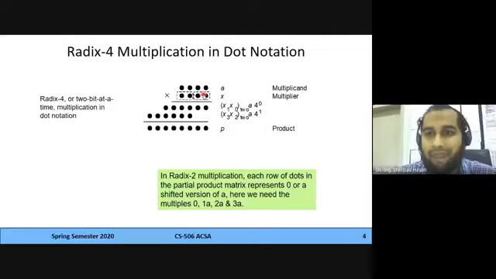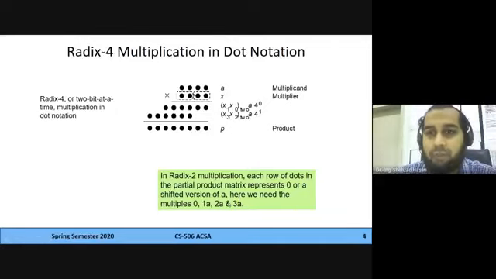To compute 3a, you cannot do it directly. When you're talking about base 4, it's faster than base 2, but the problem is that you have many more multiples than base 2. Here you have 0 and 1a, which were previously in base 2 as well, but the new multiples are 2a and 3a. If you go for base 8, you are going to have 4a, 5a, 6a and 7a as well, and then things get more difficult. So the problem is with these multiples.